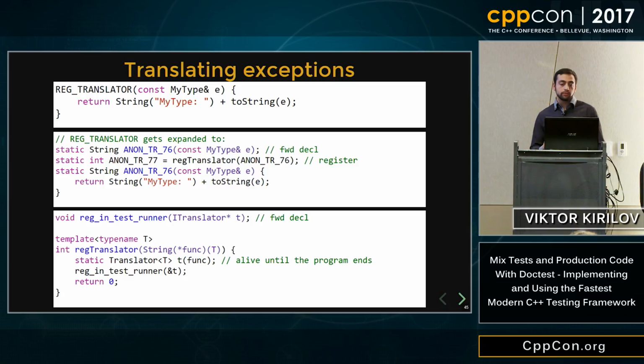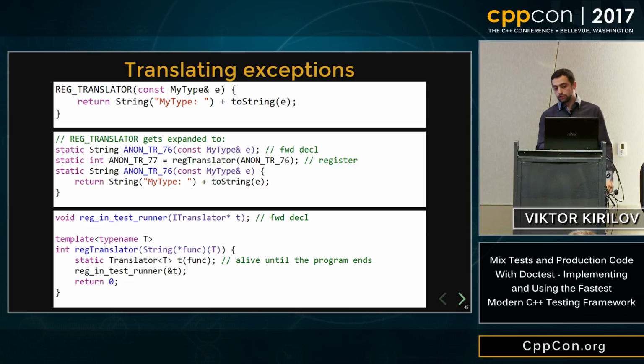And this expands after the preprocessor to the following. Again, like registering test cases, we first make a forward declaration of the function which the user has defined. Then we make a global dummy integer, again, to which we assign the result of rectranslator, and to it we pass the name of the translator function. And after that follows the body the user has written. So the rectranslator function is also templated, so it can capture the type this translator is written for. And inside of it, it creates a translator type as a static local variable, which means that it will be alive until the program ends.